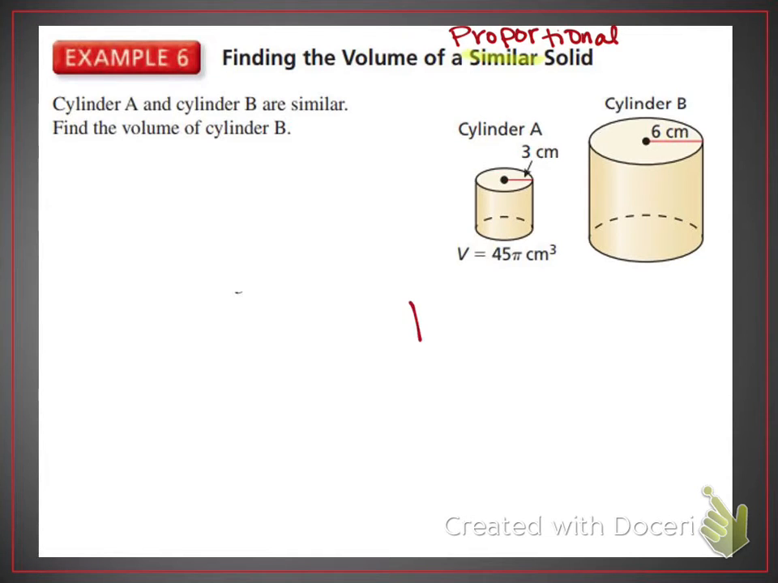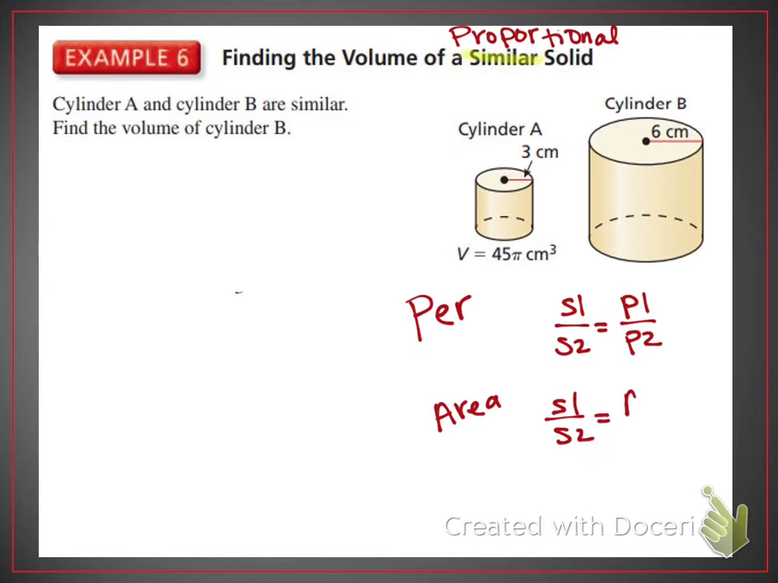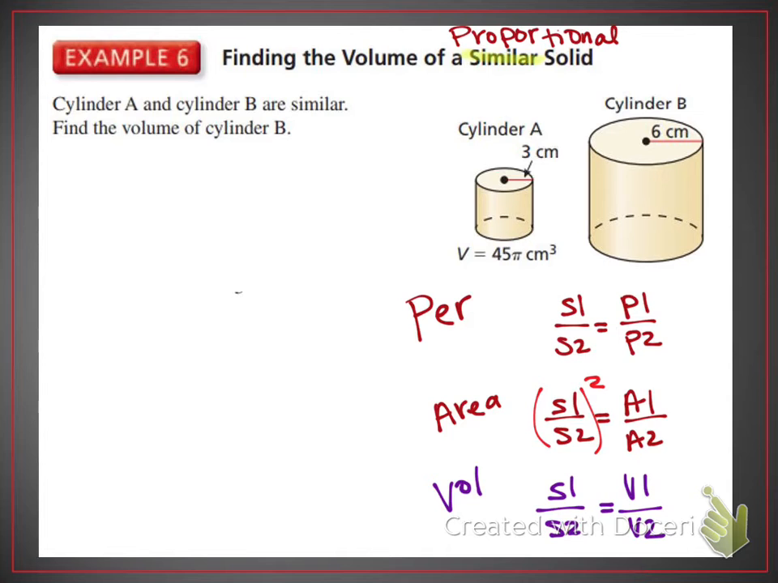So think back. This is in chapter 8. We found the perimeter by taking the sides and setting them proportional to the perimeters. We did the same thing with area, where we took the sides and we set it proportional to the area. What did we do to the sides in area? We squared them. So let's put on our thinking caps. What do we think we're going to do differently for volume? We're going to cube it.